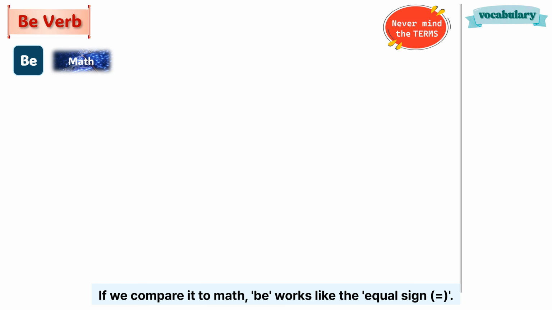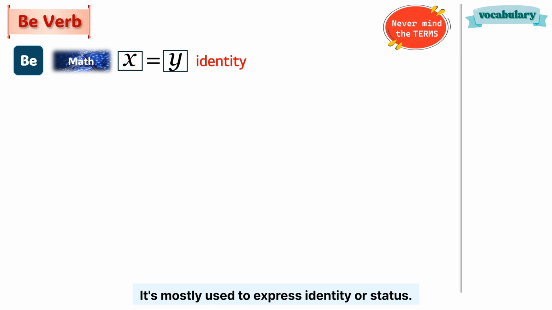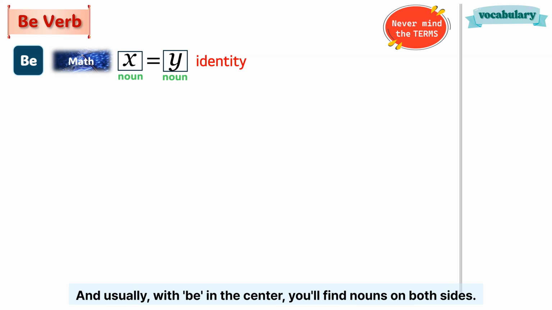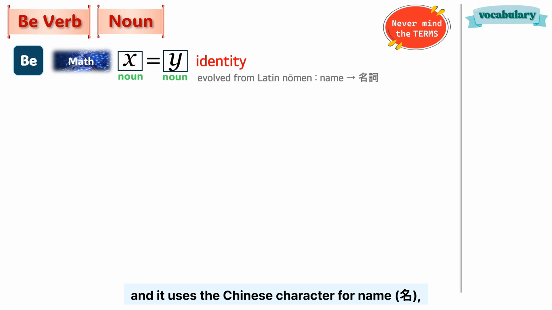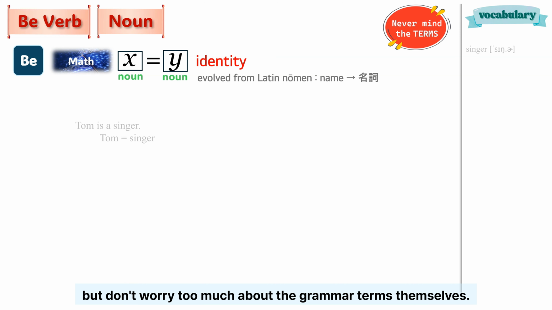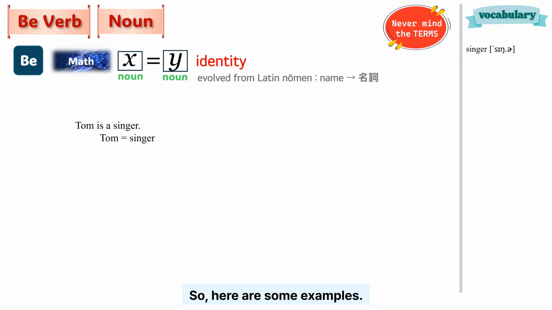If we compare it to math, be works like the equal sign. It's mostly used to express identity or status. And usually, with be in the center, you'll find nouns on both sides. The word noun comes from Latin and simply means name. But don't worry too much about the grammar terms themselves. So here are some examples.